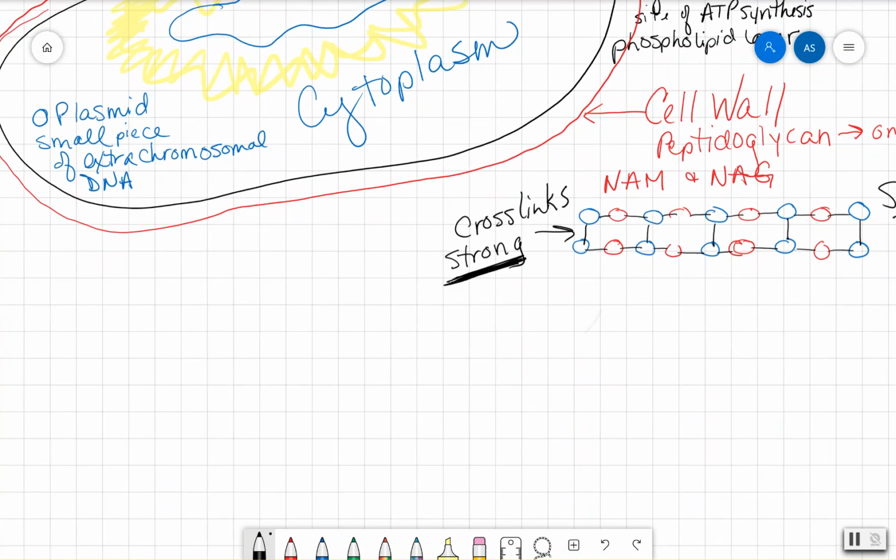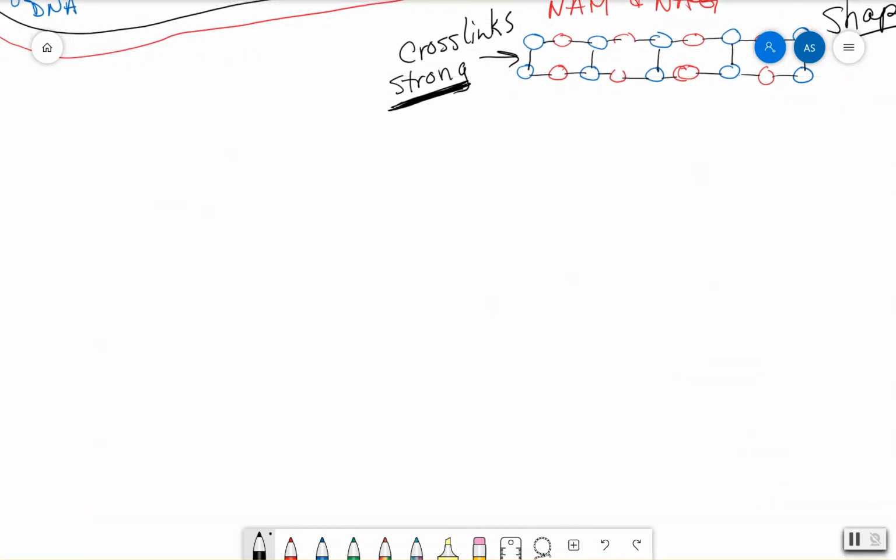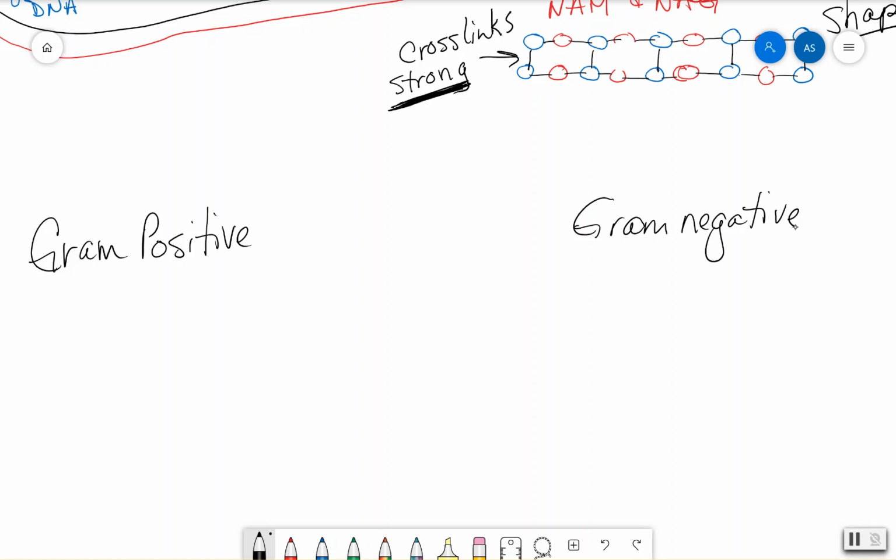Now, cell walls come in two varieties. There are gram-positive cell walls and gram-negative cell walls. Now, these are both named for the scientist who created a staining procedure which allows us to determine whether the cell is gram-positive or gram-negative, and his name was Hans Christian Gram. And so we always capitalize Gram whenever we write it because it is a proper name.